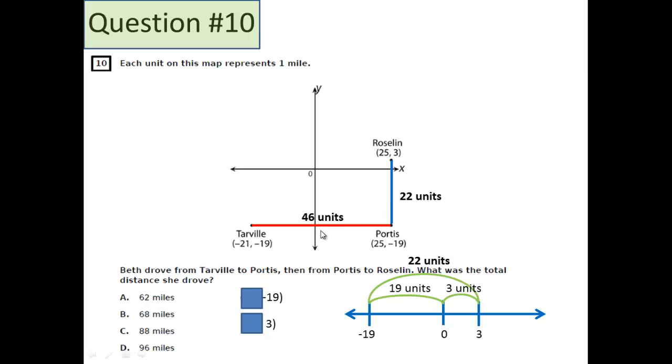One final step to get our answer. We got to take the red, add it to the blue. 46 plus 22. That was choice B. Okay, you just got to break it down. You knew what to do. It just looked a little different, and that shouldn't freak you out. The answer to number 10 was B, 68 miles.